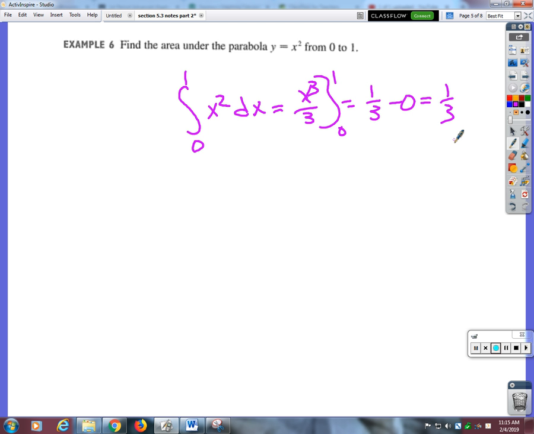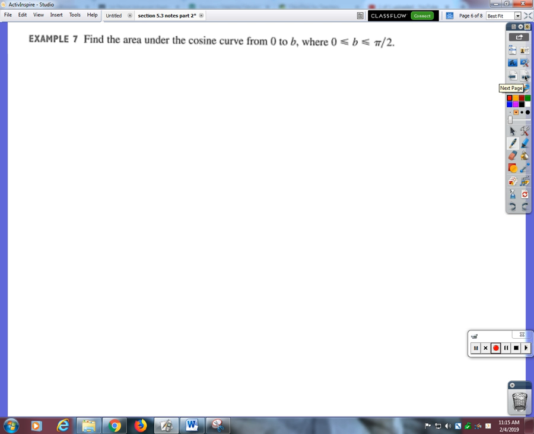All right. So find the area under the parabola. That means take the integral. Just like find the derivative means find the slope. From 0 to 1, antiderivative, add 1 and divide instead of subtracting 1 and multiplying. Plug in the top number, plug in the bottom number, subtract the two answers, move on. Hey, what do you know? Find the area underneath the cosine curve from 0 to b.